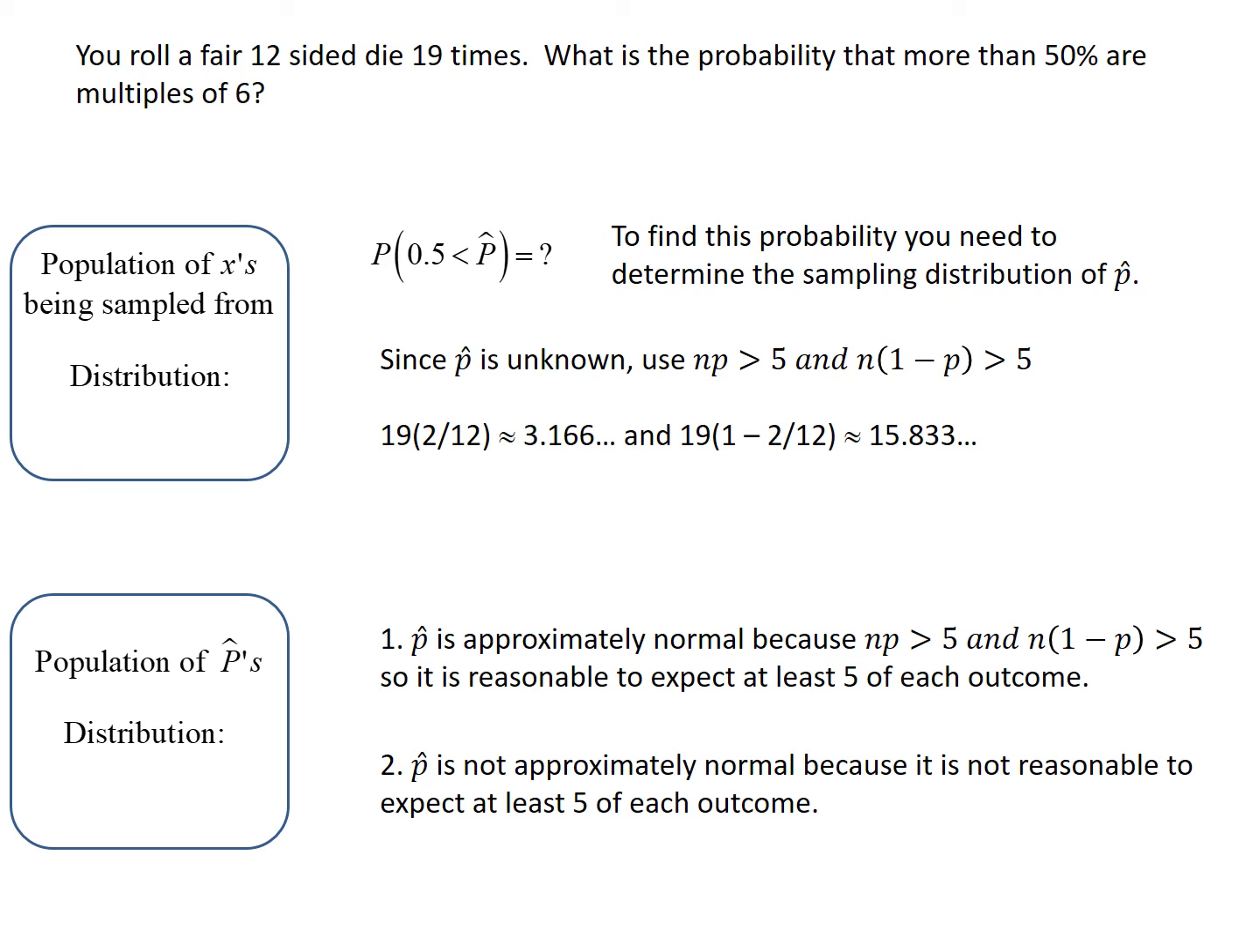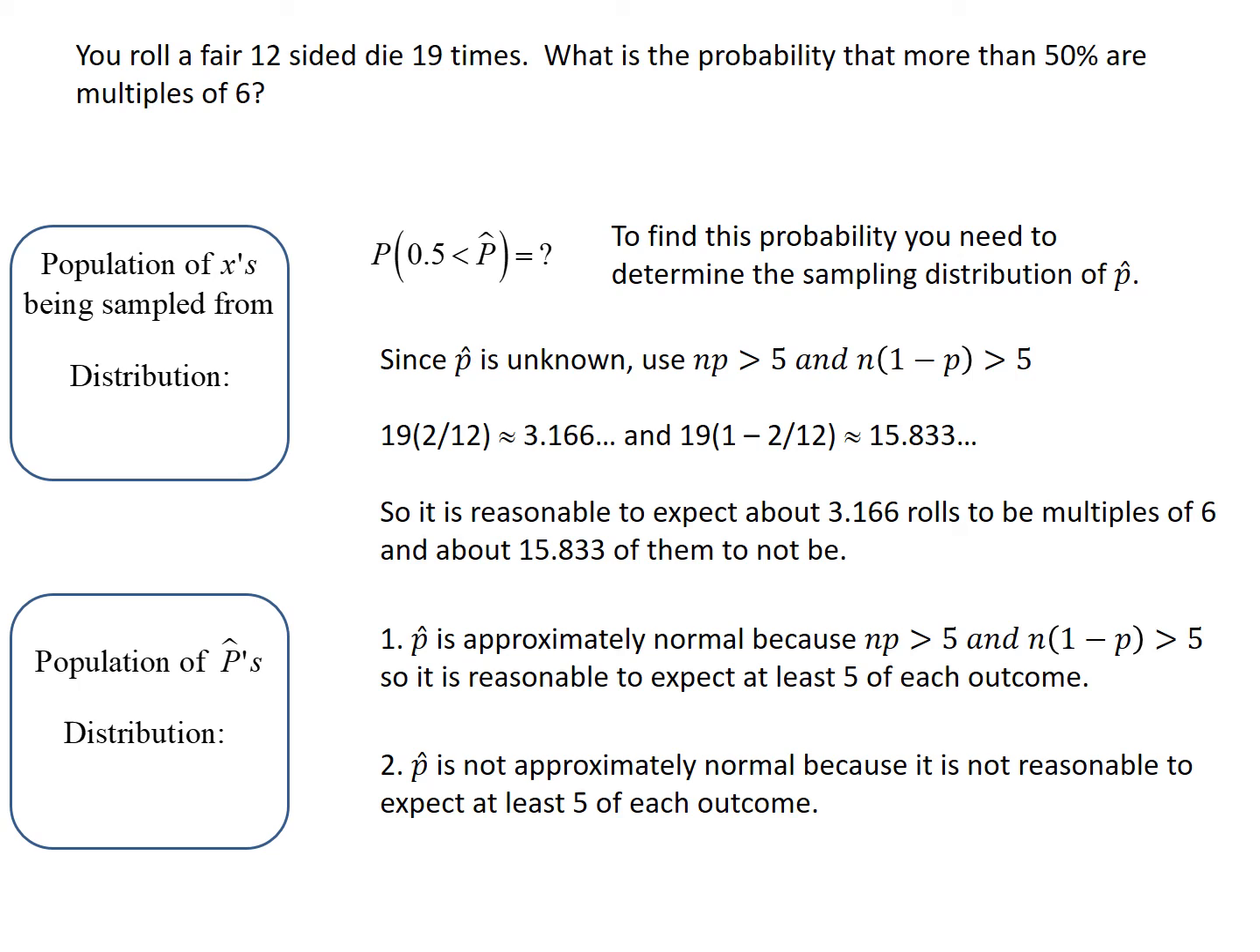Which leaves 19 times 1 minus 2 twelfths, or 15.833 repeating. Okay, so it's reasonable to expect that we would have a little more than 3 that turn out to be multiples of 6, and about 15, 16 that are not multiples of 6. Okay, so those are not both bigger than 5. Okay, so it's unreasonable for us to believe that we will have at least 5 that are and 5 that are not multiples of 6.